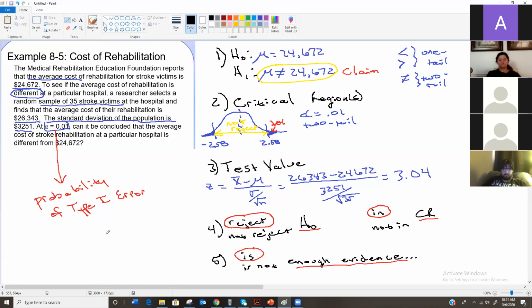When we reject the null hypothesis, this is a statistically significant difference. The difference between 26,343 and 24,672 is statistically significant, that's different enough that we think it's actually different. So that's the word you'll read in the document: there was a statistically significant difference between this and that. That's what it means. It means it failed the hypothesis test.